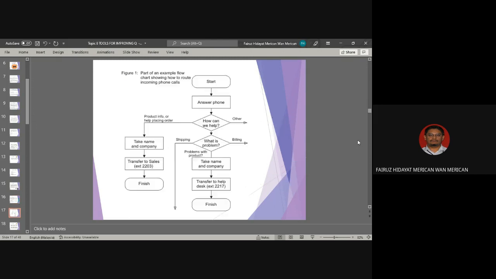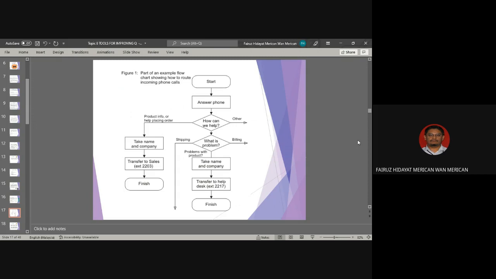Okay, so you have the illustration here. It says figure 1, part of an example flow chart showing how to route incoming phone calls. Okay, so this can be, for example, the flowchart of a company's operator, or it can also be the flowchart for, say, the customer service operator. Okay, so again, you have those elongated circles for the start and finish, and then you have the rectangles for the instructions. So instruction, obviously, answer phone. If the phone's ringing, of course the first instruction is to answer the phone.